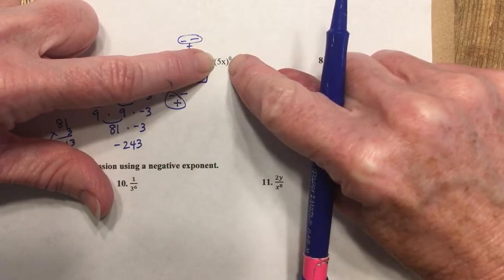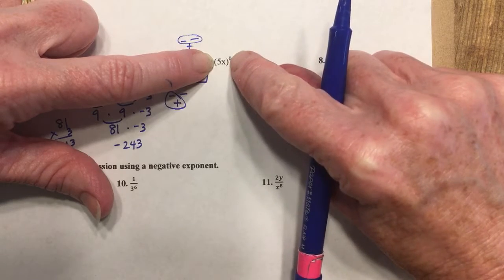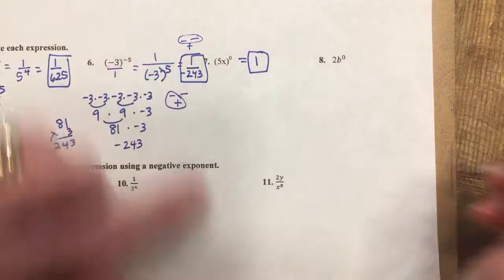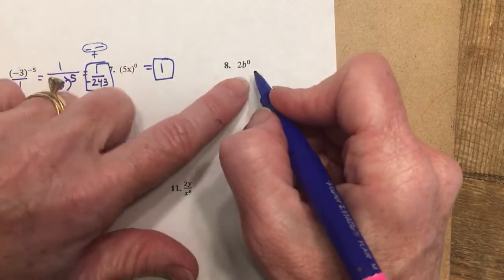All right, 5x to the 0 power. So this whole thing is to the 0 power. Anything to the 0 power is always what? 1. It's easy.